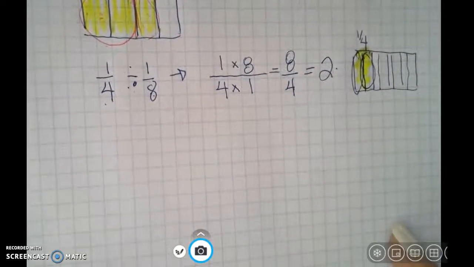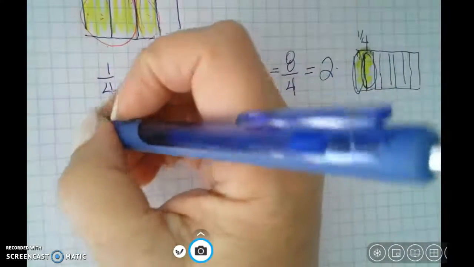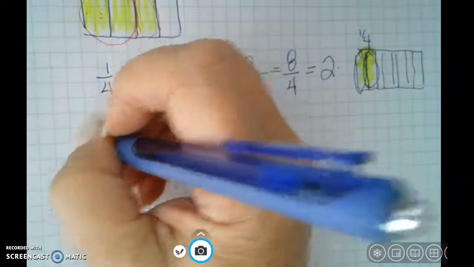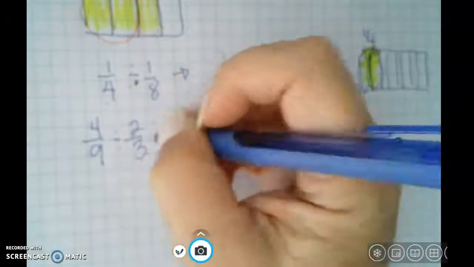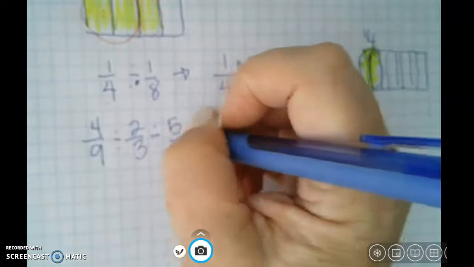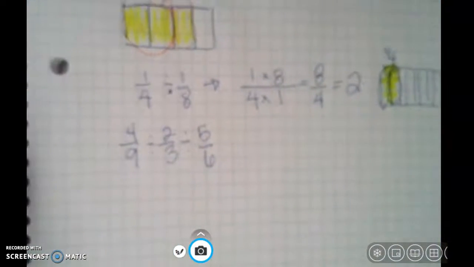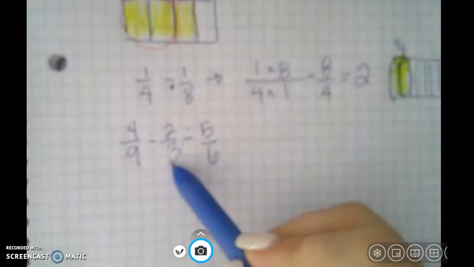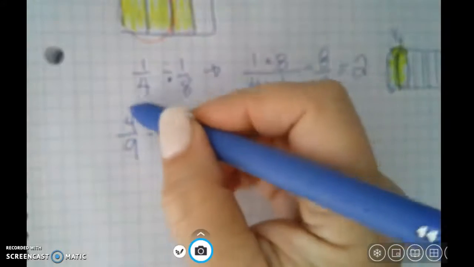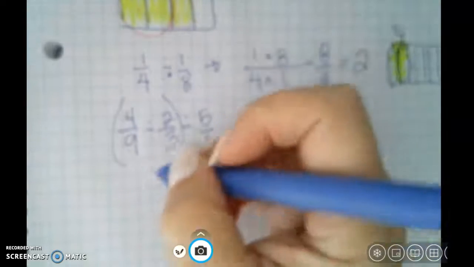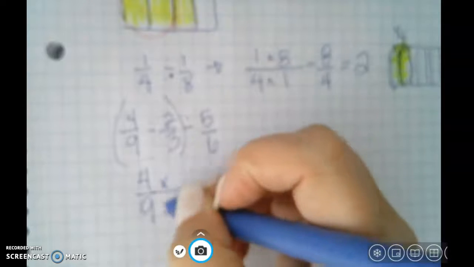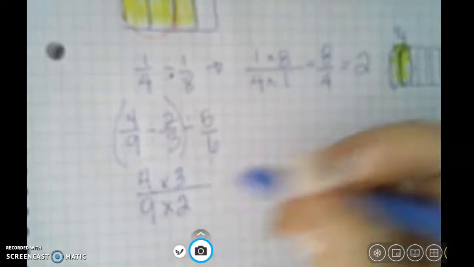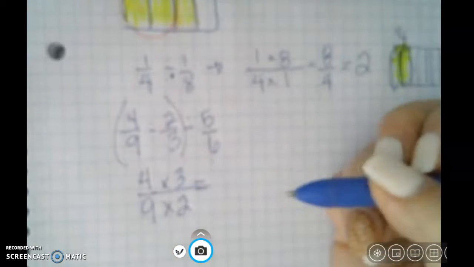So let's do one more problem. I'm going to do 4/9 divided by 2/3 divided by 5/6. So the key when you're doing this is you're going to do one section first and then the other section. So the first thing I'm going to do is I'm going to do this part. 4/9, change, 3/2. What does that equal?